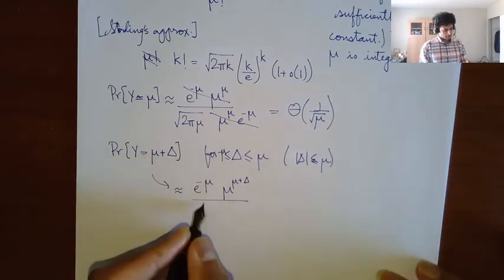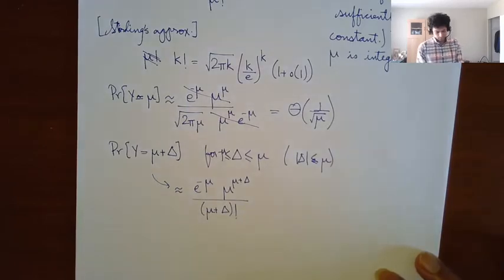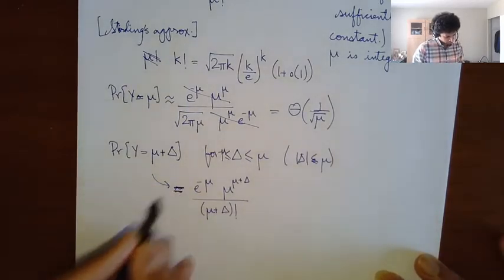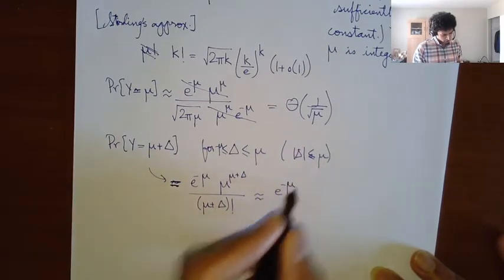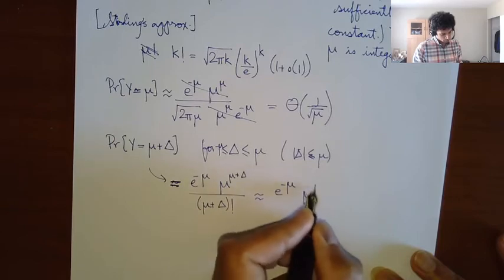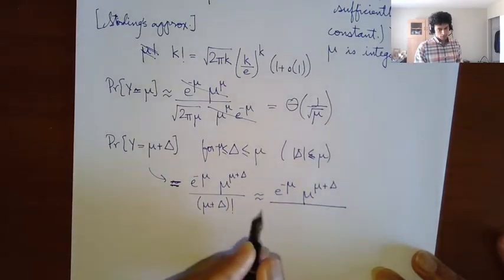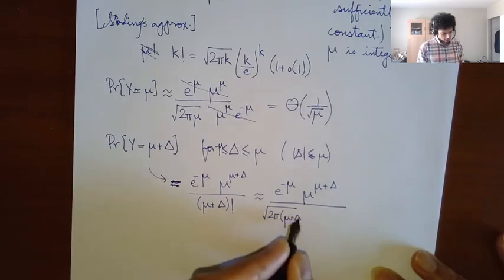That is k. Mu plus delta factorial. Again, this is an equality. Now applying Stirling's approximation again, e to the minus mu to the power mu plus delta. It's going to be a little bit of algebra that we need to do here.